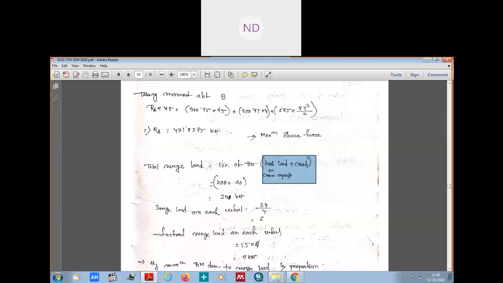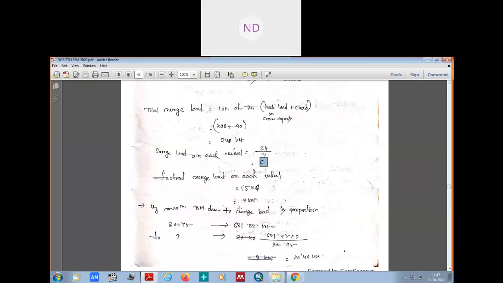This will be 10% of this load, 240, so how much? 24 kilonewton. 10% of this 240 is 24. So the surge load on each wheel will be how much? On each wheel, because there are 4 wheels, right? So the surge load on each wheel will be 24 divided by 4. We got it to be 6 kilonewton. This 6 kilonewton is the surge load on each wheel.